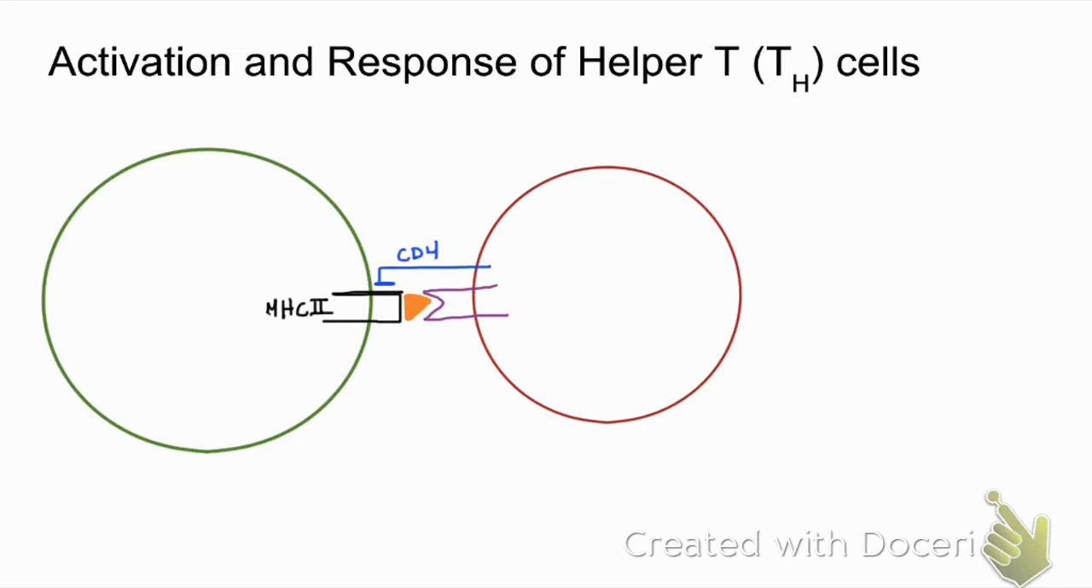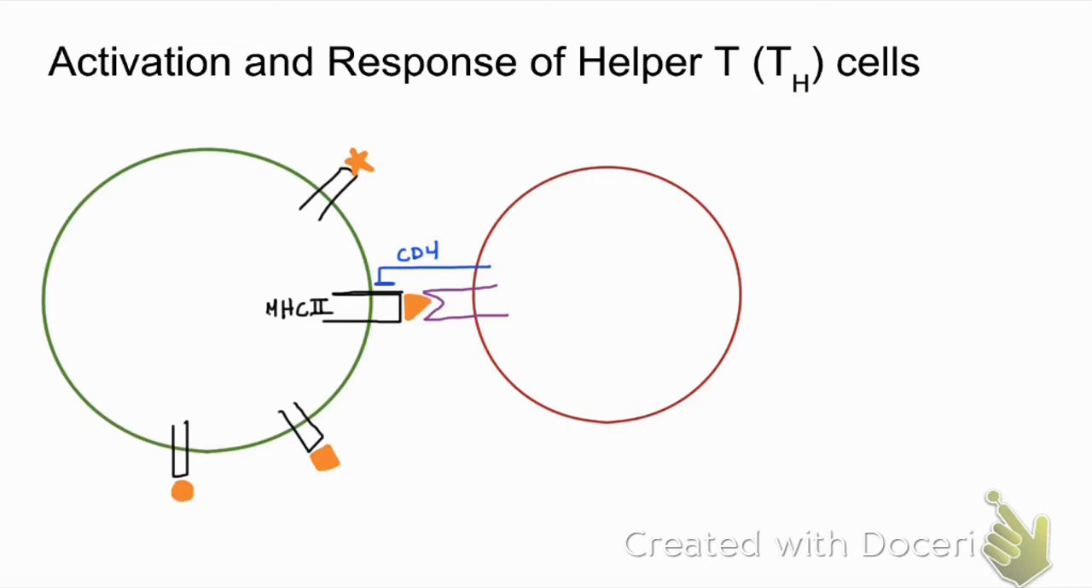Now, it's important to note here that recall, epitopes are only part of an antigen, and when professional antigen presenting cells engulf pathogens, they engulf multiple antigens. And so this professional antigen presenting cell here may be presenting multiple different epitopes on its surface, which means it could activate a variety of different T helper cells, each that recognize a different epitope.